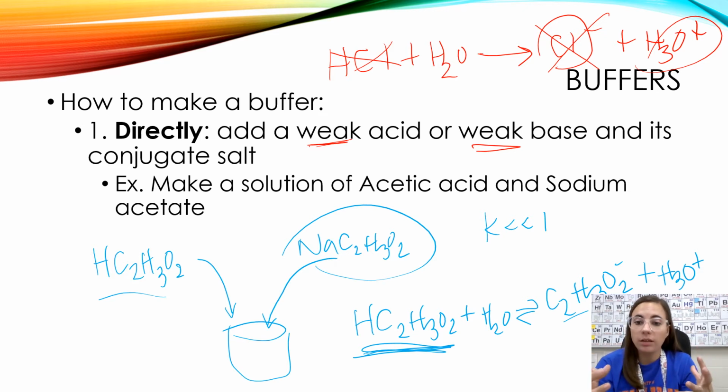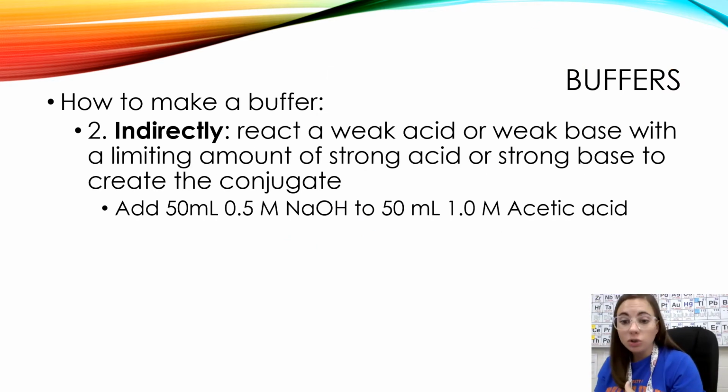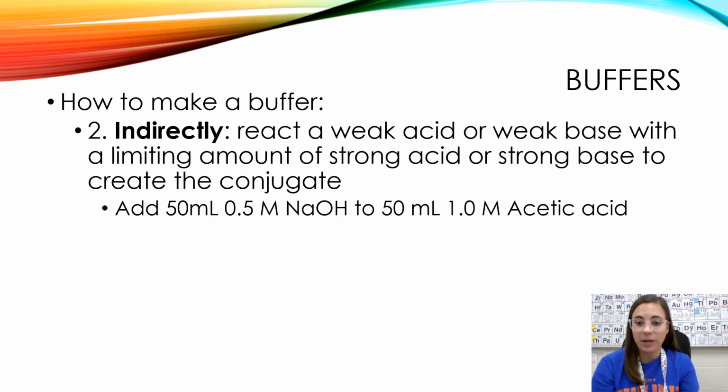So that's how we directly make a buffer. We do a weak acid and then its conjugate salt and put them together in solution, or a weak base and its conjugate salt and we put it together in solution. Another way we can make a buffer is indirectly. We can produce the conjugate through an acid-base reaction. And here's what I mean by that.